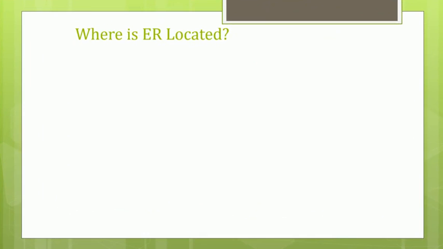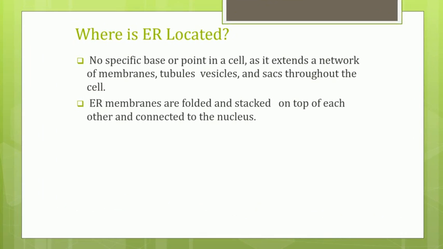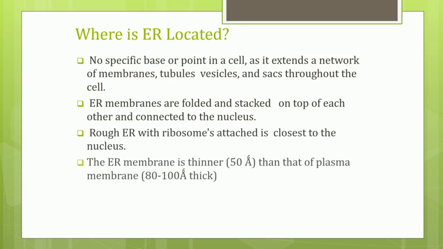Yes, location: we have already discussed that it is present near the nucleus and it is present all throughout the cytoplasm in the form of a network. Now this endoplasmic reticulum is made up of three structures, that is cisternae, vesicles and tubules. Rough ER is always present near the nucleus. Why is it rough? Because ribosomes are attached on the surface and it gives the rough appearance.